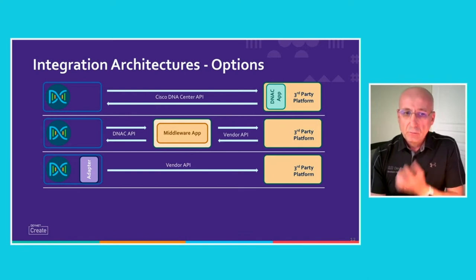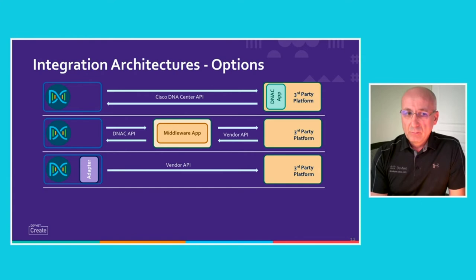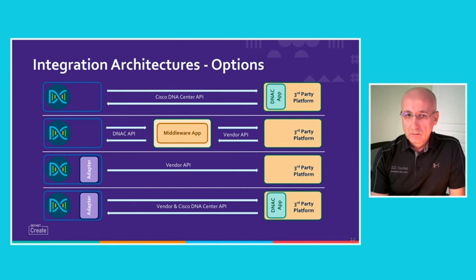Another option is where we are going to develop an adapter, a software adapter, on Cisco DNA Center to send notifications to a third-party platform. This will be, for example, the approach for the integration from Cisco DNA Center to IPAM or to the integration to PagerDuty that is coming. There's another option where we need a software adapter and the DNA Center app running on the third-party platform. This is the integration from Cisco DNA Center to ITSM, to ServiceNow.